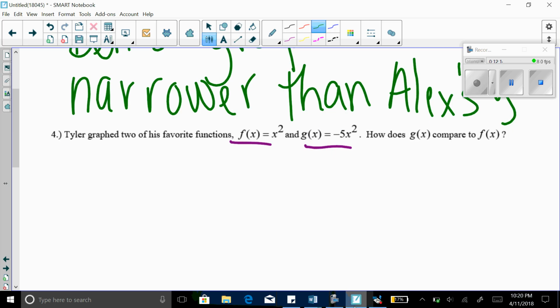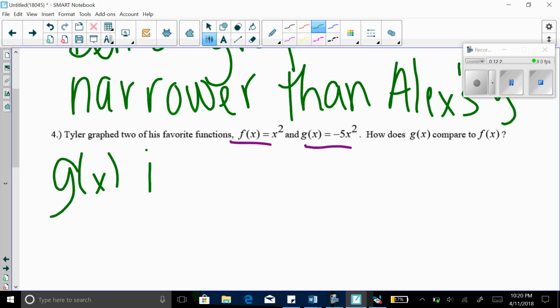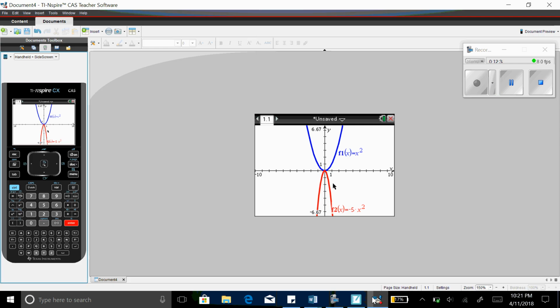So that's the first thing you want to say. G of x, which in our case is the red graph, is narrower than f of x. But also, something else happened. As you can see, the red graph opens upside down. The blue graph opens upwards.